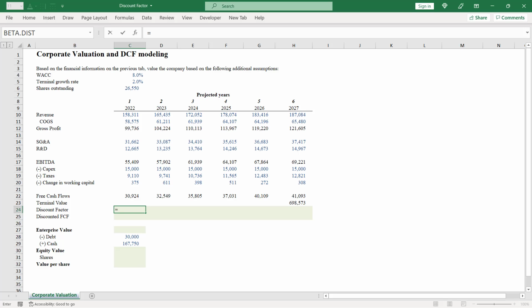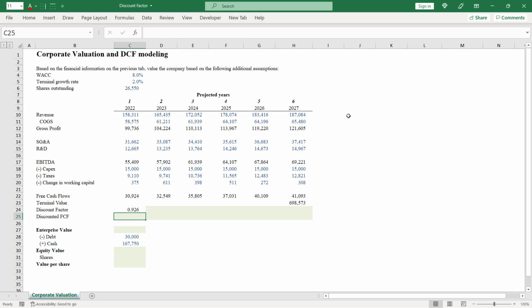So my discount factor will be equal to 1 divided by my WACC. I'm gonna anchor my WACC to make sure that I can fill the formula to the right with no damage, plus 1, and in the power of, here I listed projected years from the first to the 6th one, so I'm gonna grab the first projected year here.